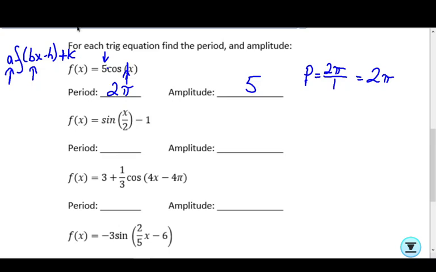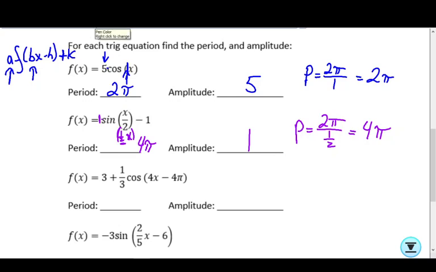So for the second one, again, we can rewrite this as 1/2 x inside so that we can find what our b is. So again, period is 2 pi over b, which is 1/2. So the period here is 4 pi. And my amplitude is the number in front of sine, which is 1.